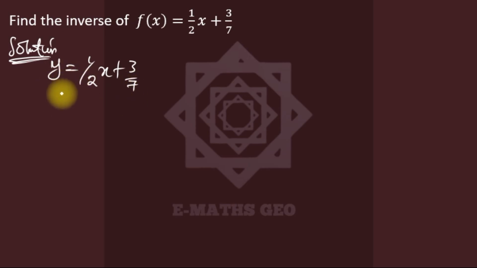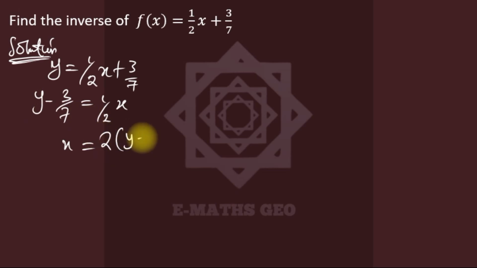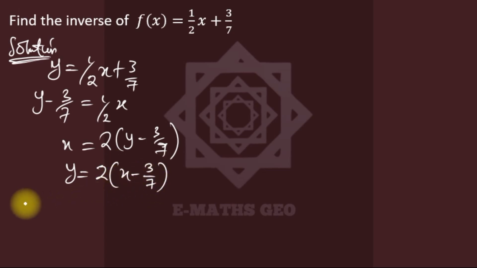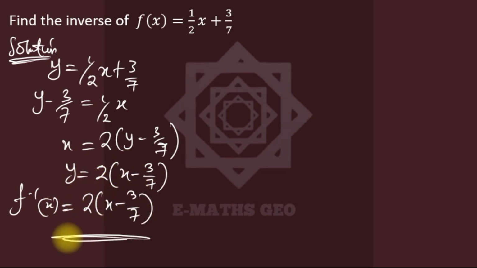So let's make x the subject of formula. First thing, we'll move 3 over 7, that's minus 3 over 7. Then we'll multiply by 2. So x is 2 times y minus 3 over 7. So that's it. The next thing is to interchange. So we interchange x and y. So therefore that's the inverse. It's very simple.